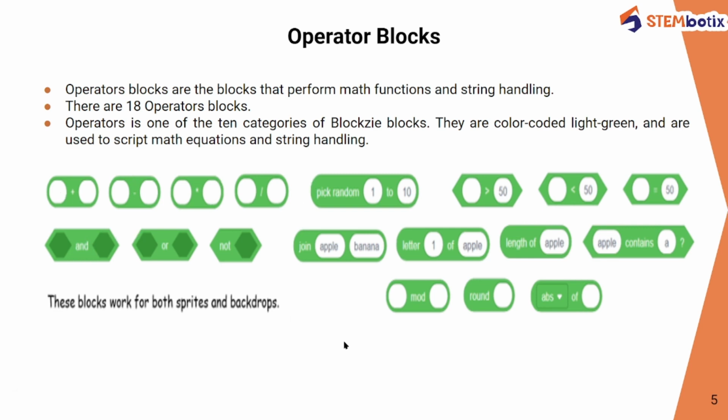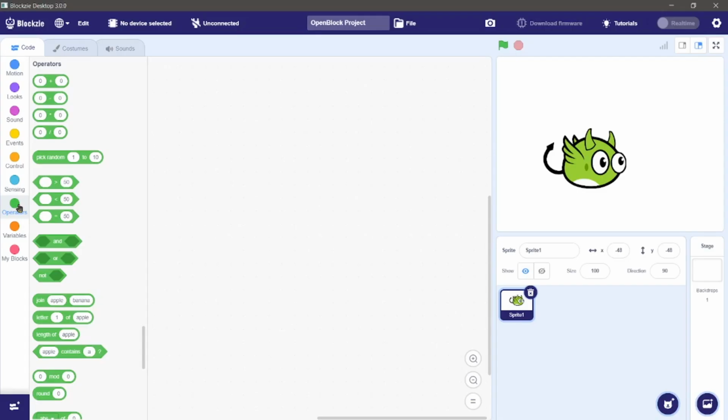There are 18 operator blocks. Operators is one of the 9 categories of Blockzy blocks. They are colored light green and are used to script mathematical equations and string handling. Also, these blocks work for both sprites and backdrops. In the block programming palette, the green color code is given to the operator blocks.